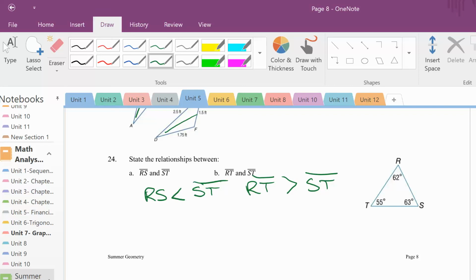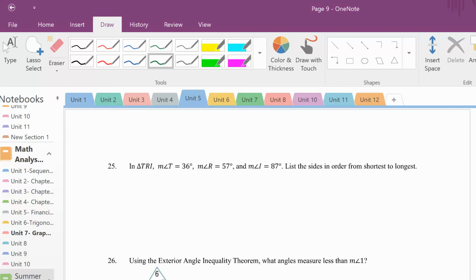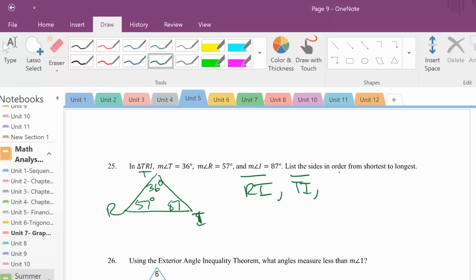All right, so then next, it says in triangle TRI, it gives you the angles. So it might help to draw it out. T is 36 degrees, R 57, I 87. So that means from shortest to longest, the sides would be RI, TI, and RT.